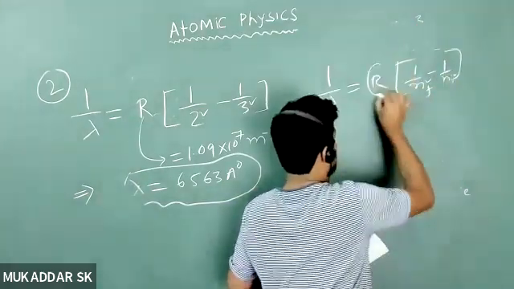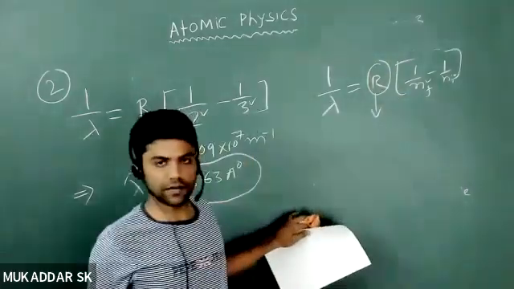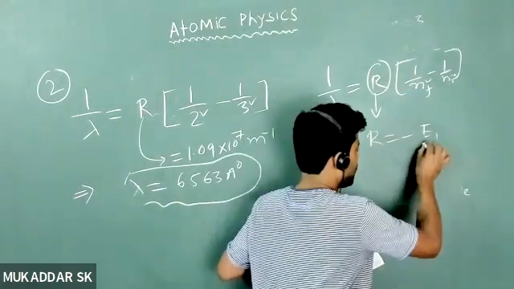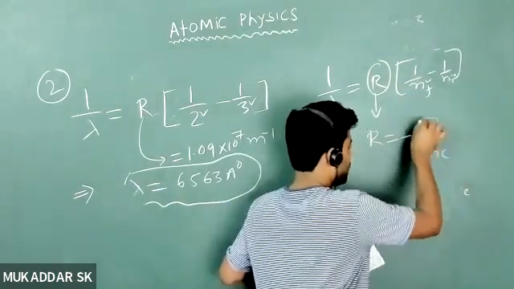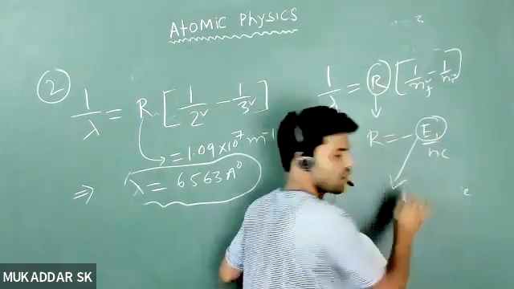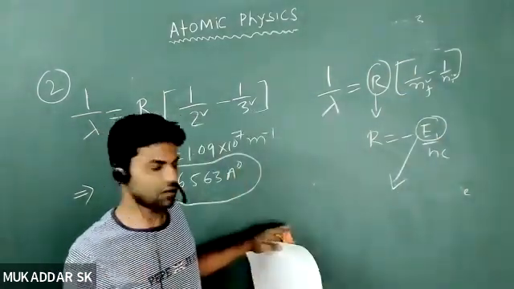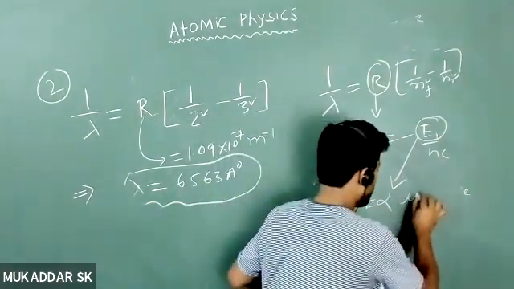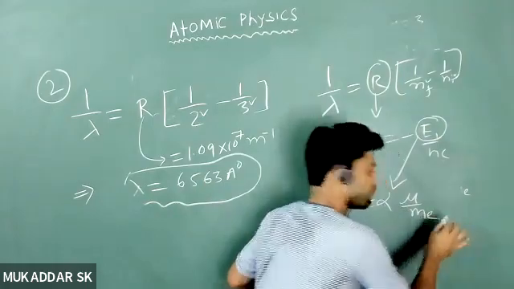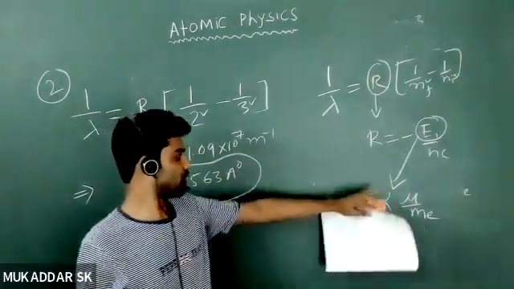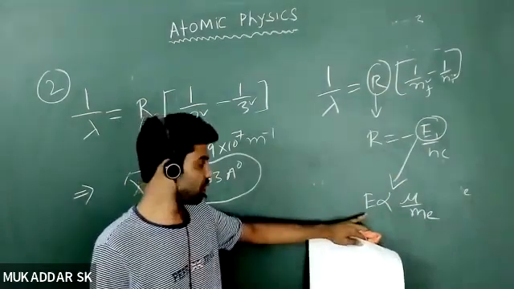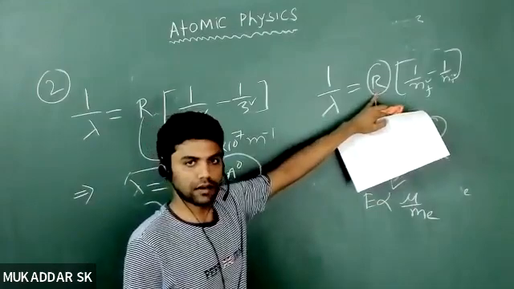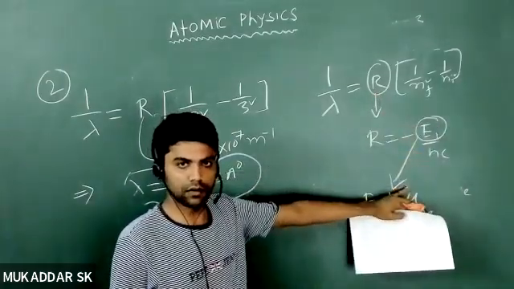Now you see, R is basically what? If you remember, R was minus E1 by hc. Now for a finite mass nucleus, how is the energy related? For a finite mass nucleus, the energy is proportional to mu by m_e, right? The energy of a finite mass nucleus depends on the reduced mass. So of course there is a relation between the Rydberg constant and the reduced mass.